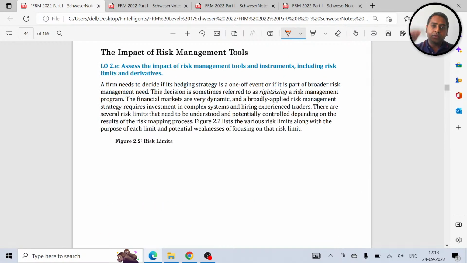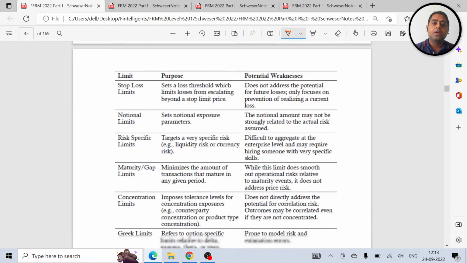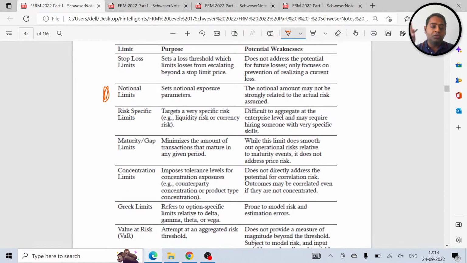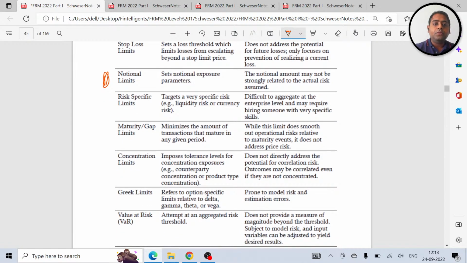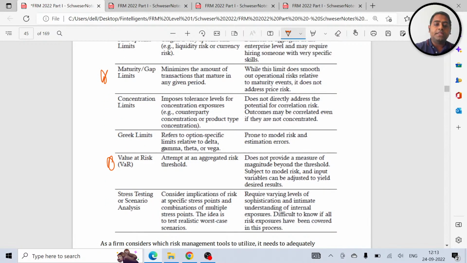Then we can move towards the impact of risk management tools. Now, over here, they have given you the entire table of what banks can use to reduce their risk. Notional limit is widely tested in Level 2 also. I see that they ask questions related to notional limit. Maturity gap, VaR and stress testing. So you can read these 4 pointers properly for your exam and for your reference.